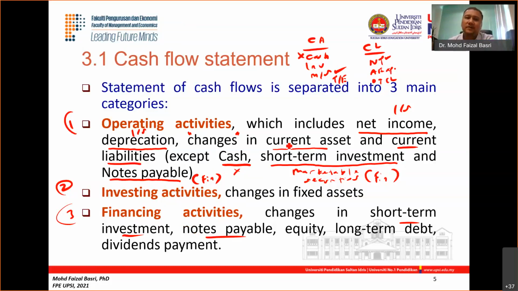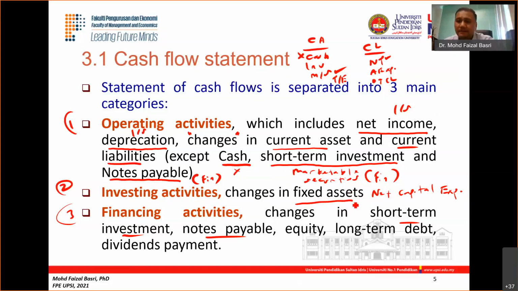Right. For the second category, which is investment activity, this would be based on changes in fixed assets. So remember, after current assets on top, we have fixed assets at the bottom. So fixed assets will be part of the second category, which is investing activities. For fixed assets, usually here we will label them as net capital expenditure. So net capital expenditure is basically the changes of fixed assets.